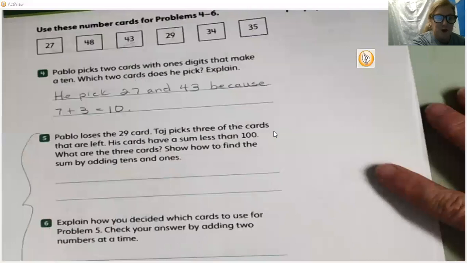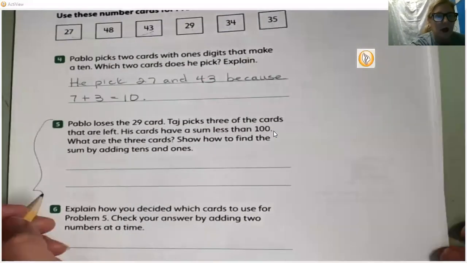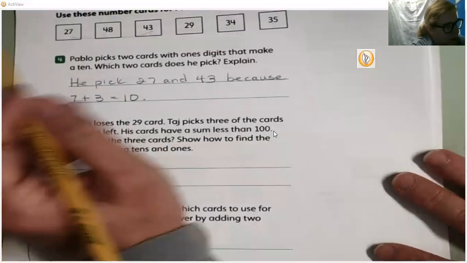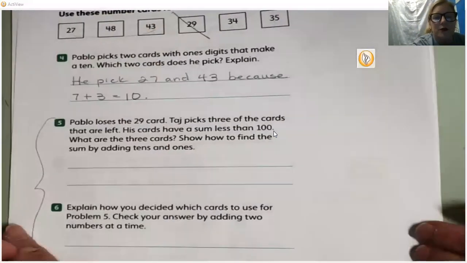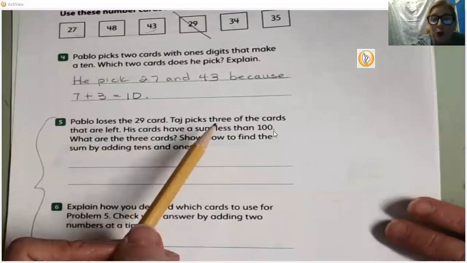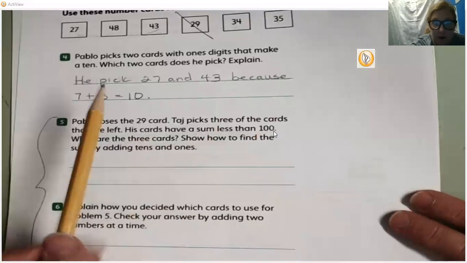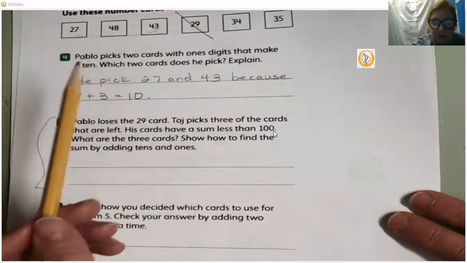Okay, so we're to number 5. Pablo loses the 29 card. Oh, Pablo. It's probably in the seat cushions. All right, Pablo. So Pablo loses the 29 card. Taj picks 3 of the cards that are left. We have 5 cards left. So he picks just 3 of them.